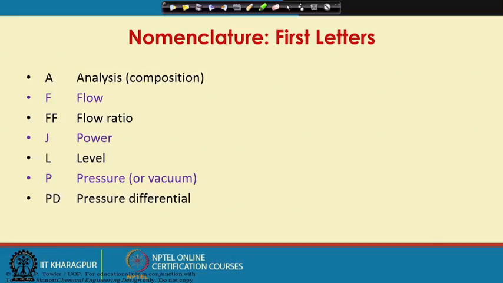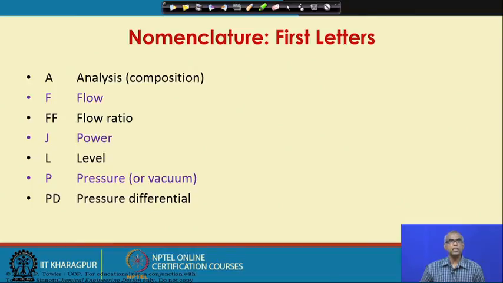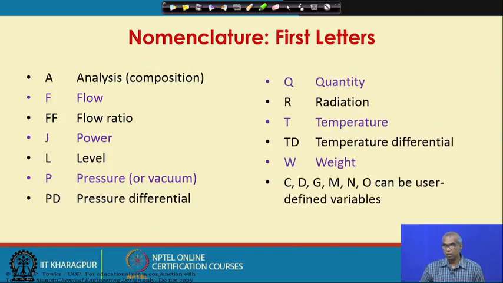Here are some more examples of what the first letter indicates: A analysis or composition, F flow, FF flow ratio, J power, L level, P pressure or vacuum, PD pressure differential, Q quantity, R radiation, T temperature, TD temperature differential, W weight. C, D, G, M, N, O can be user defined variables.